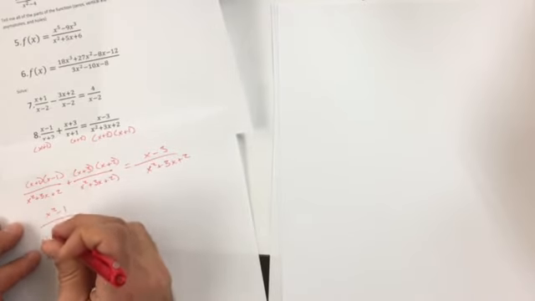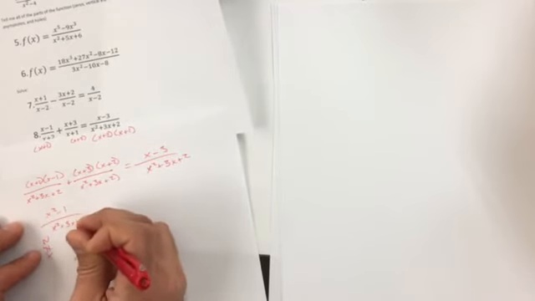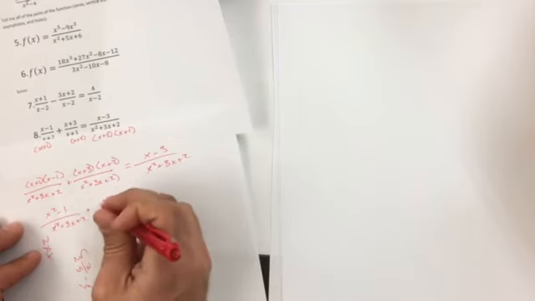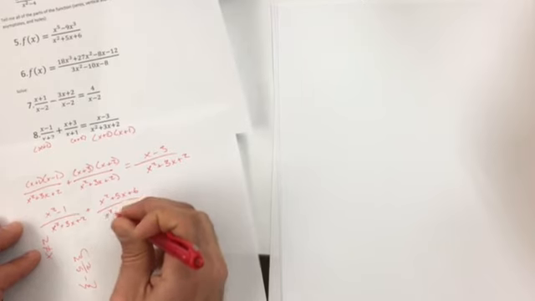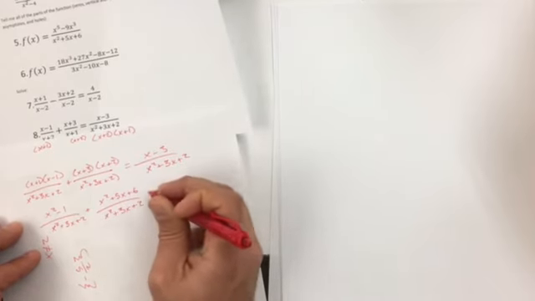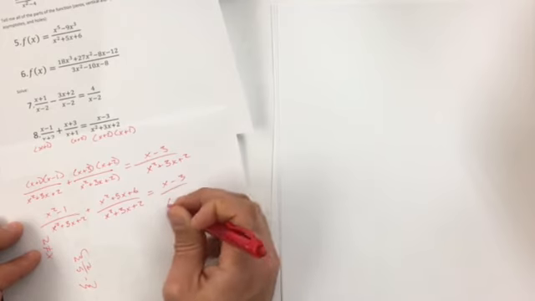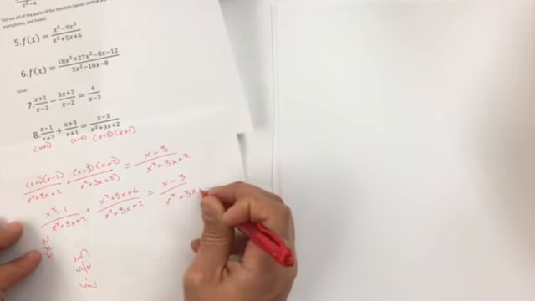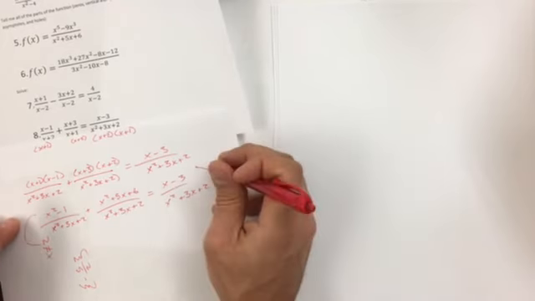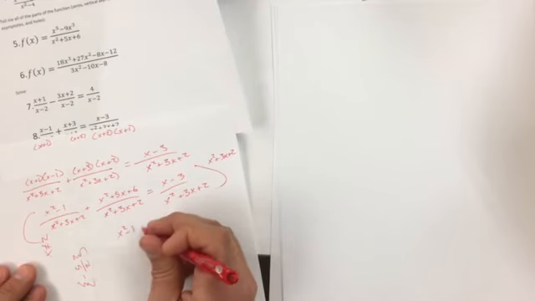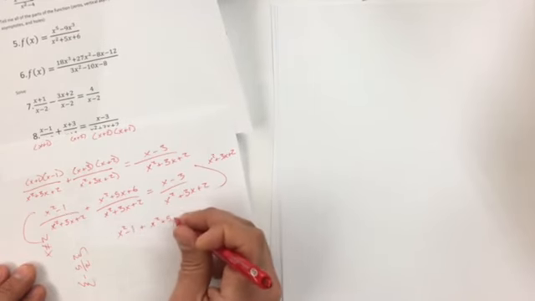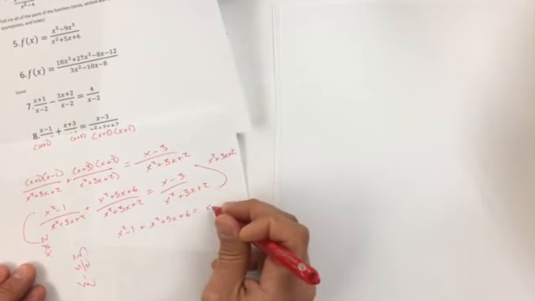I'm going to expand this. This is going to give me x squared minus 1 over x squared plus 3x plus 2. I'm going to expand this. It's going to give me x squared plus 5x plus 6 over x squared plus 3x plus 2 equals x minus 3 over x squared plus 3x plus 2. I'm going to multiply everything in here by x squared plus 3x plus 2, which is going to leave me with x squared minus 1 plus x squared plus 5x plus 6 equals x minus 3.